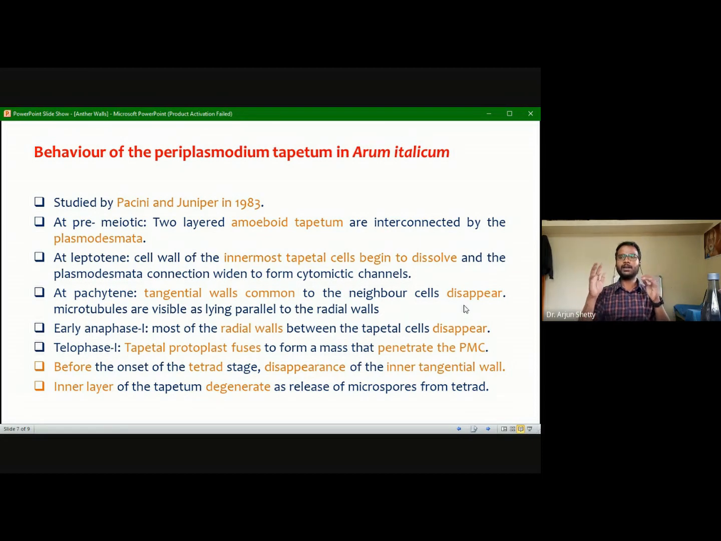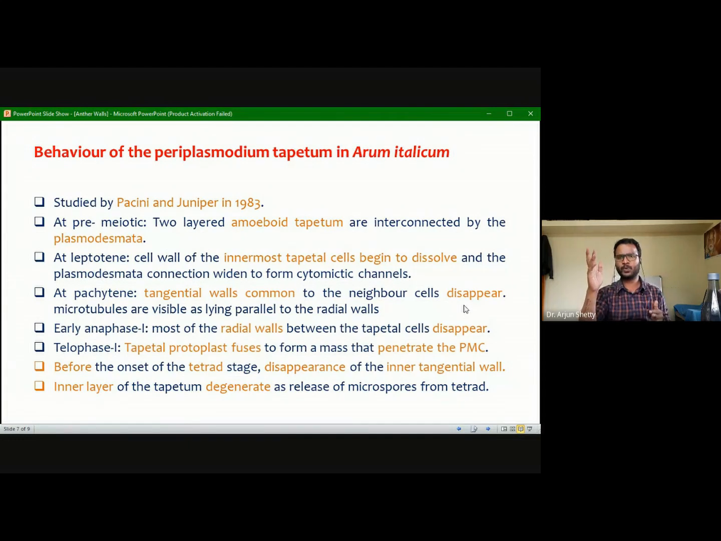Cytomictic channels mean the area found between the neighboring tapetal cells is going to be increased. For example, on a small nanometer scale, there is a gap between the neighboring tapetal cells. Because of the dissolution during the leptotene stage of the tapetum, we are going to see an increase in the channel gap between the neighboring tapetal cells. That is what we call cytomictic channels.